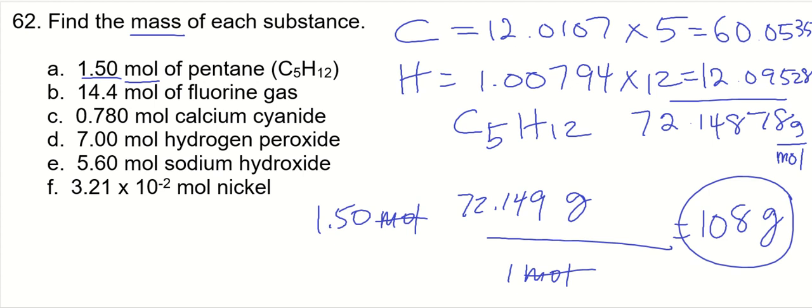All right, moving on. Let's do B. Fluorine gas, so you gotta know your diatomic elements. Fluorine is a diatomic element, so that's 2 of those. I don't feel like doing this. You do it, and it's the same thing we just did. So I'm gonna go on to C. Okay, all right, I'm feeling bad. Let me do B.